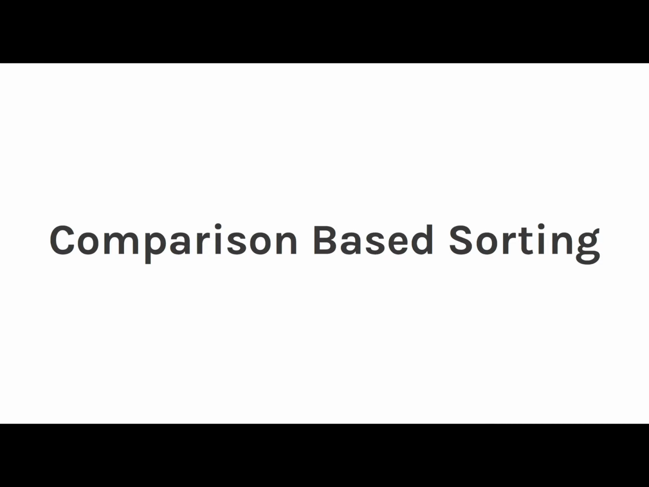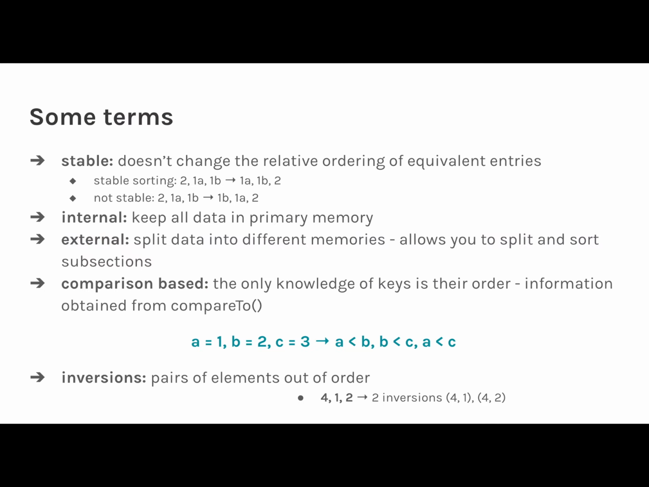Okay, today we're talking about comparison-based sorting algorithms. Let's start off by defining some terms. First is stable. We say a sorting algorithm is stable if it doesn't change the relative ordering of equivalent entries.